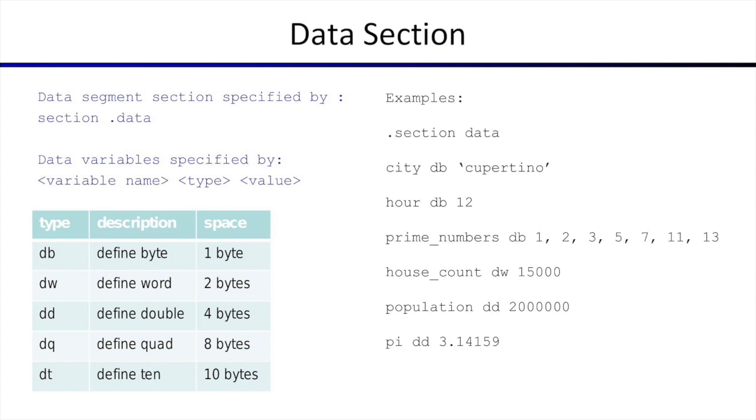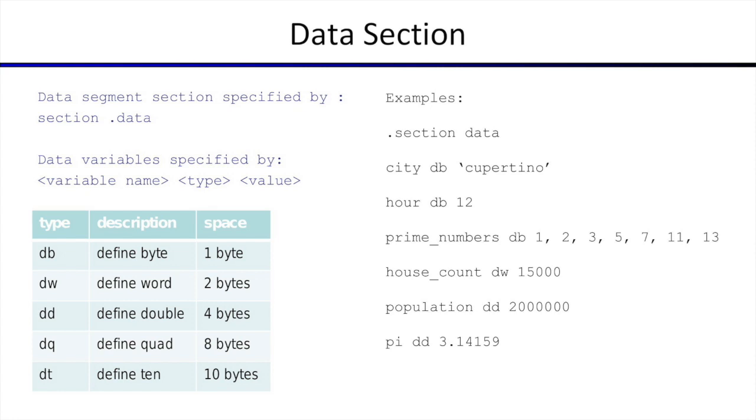You can define an array not just as a string, but you could define an array also by comma separated values. So prime number space db, we want bytes here, space 1, 2, 3, 5, 7, 11, 13. Other examples, you want bigger numbers, house count. You define with dw and say, okay, initial value 15,000. You can define a bigger one with double words, say you're counting a population, dd, and then 2 million there.